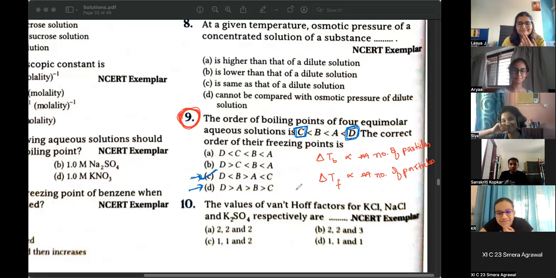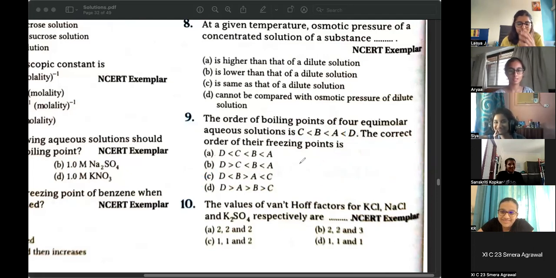Wait, what? How? The sign is only opposite. Not even related to what's given in the question. Here it says, okay, D is greater than A, greater than B. This is totally wrong. Why? Ma'am, it's given in the question only. That is the order. Wait, D should not. Let's check the solution. We'll work it out, no? So, D, but ma'am, it's not possible only because the signs are opposite.